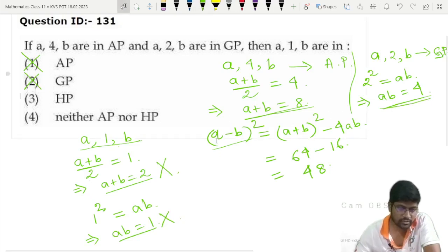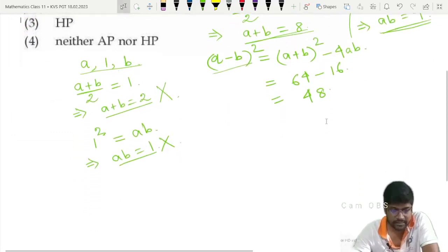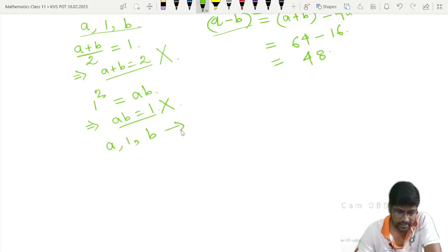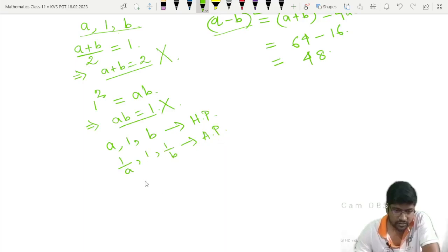So the only possibility is that they may be in HP. Now for HP, what we have to check? Suppose A, 1, B are in HP, then 1 by A, 1 and 1 by B will be in AP, isn't it? Now they will be in AP means again 1 by A plus 1 by B divided by 2 will be equal to 1.